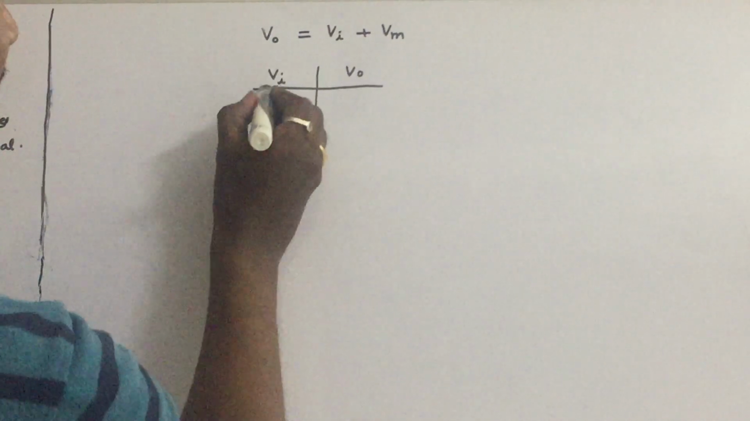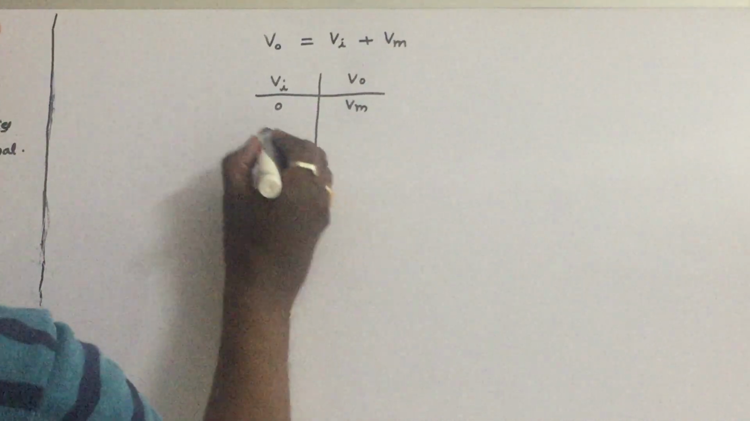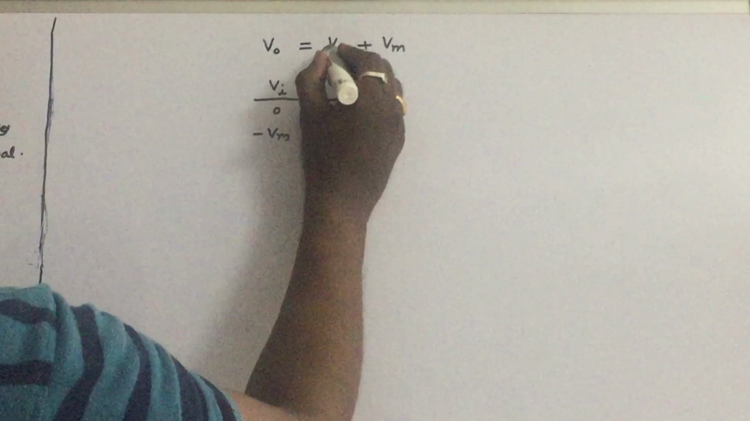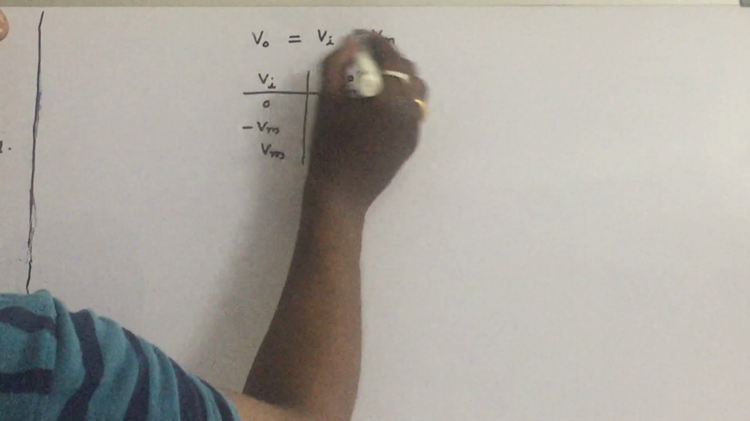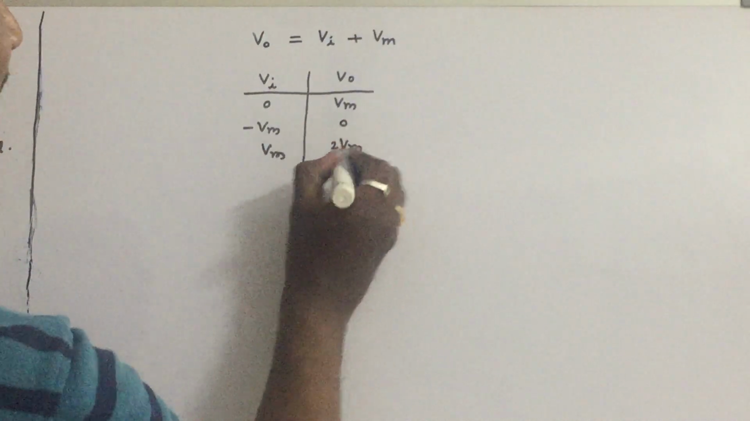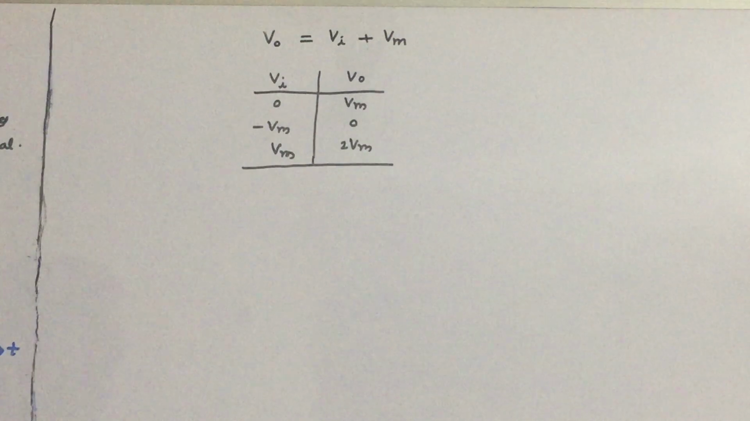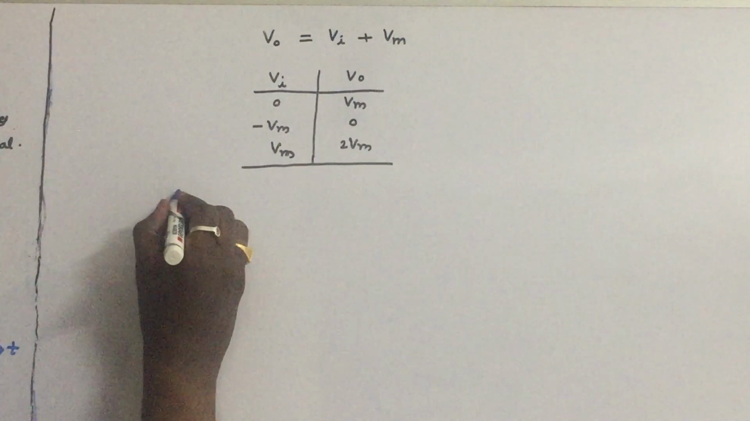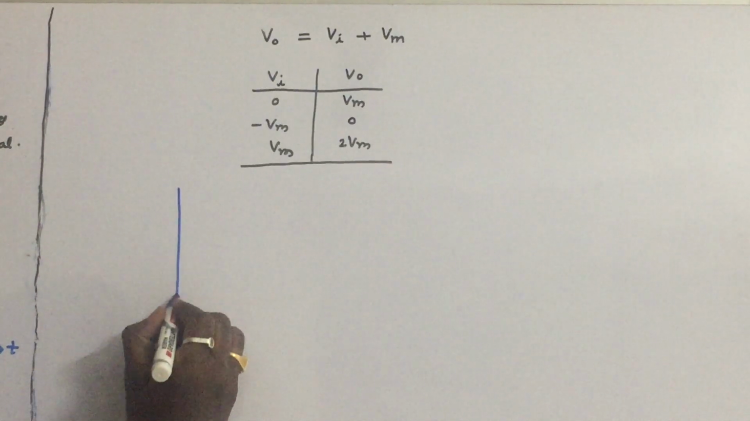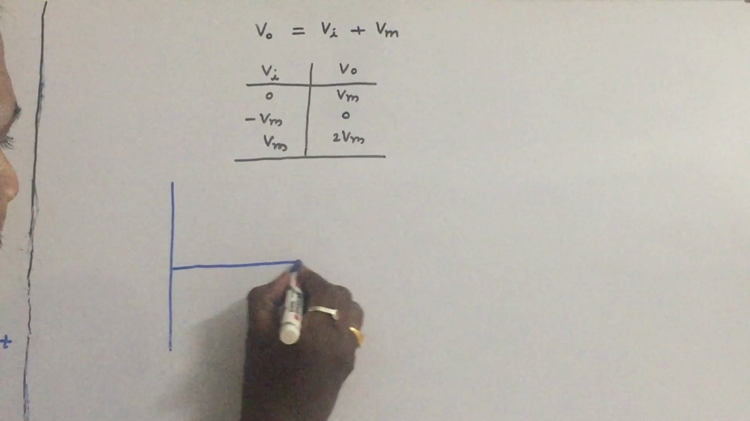Let us say what will happen when Vi is equal to 0: the output is Vm. When the input is at minus Vm, minus Vm plus Vm, the output is 0. When the input is at positive peak, Vm plus Vm is equal to 2Vm. So based on this we can easily draw the input and output waveforms. Let us draw them very clearly so that you can understand why it is called a positive clamper.